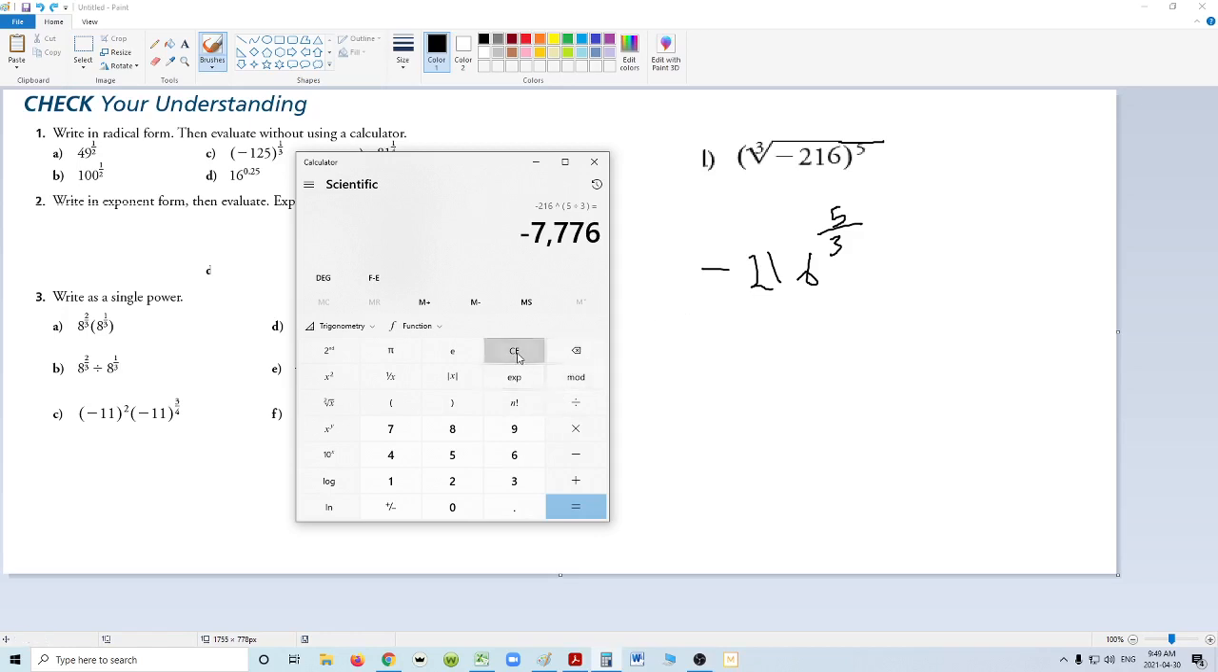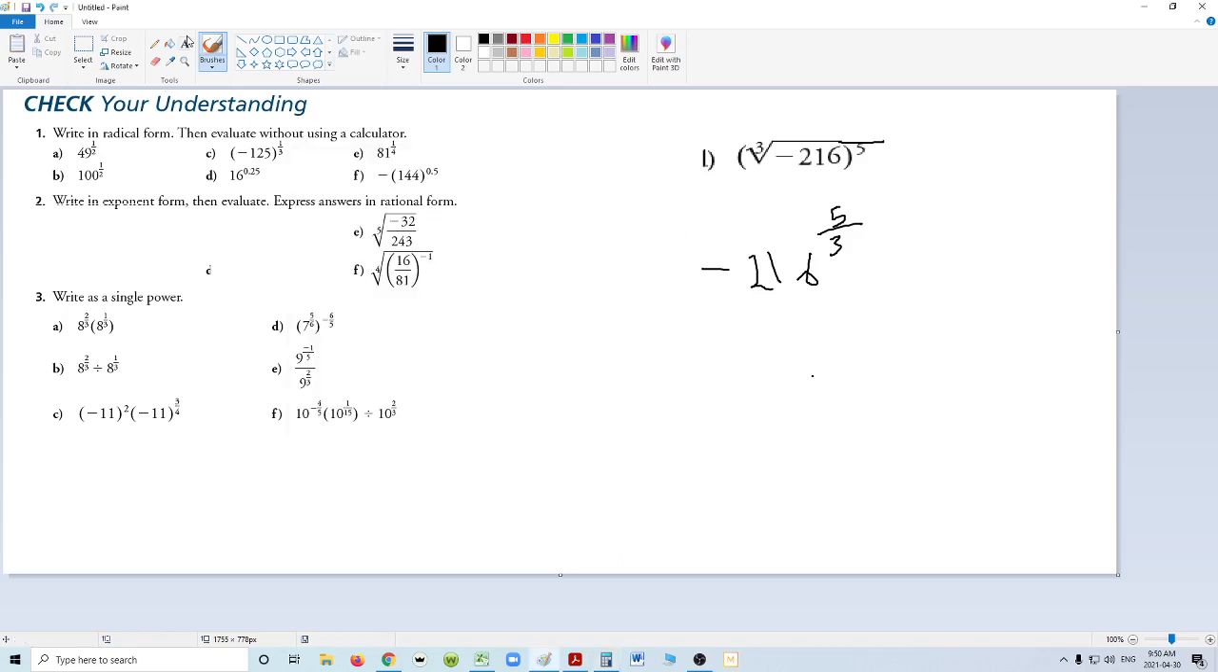I don't think I got that right, so I'm going to just make sure. 216 plus minus, to the exponent, open brackets, 5 divided by 3, close brackets, equals. Okay, got it right. It is negative 7.